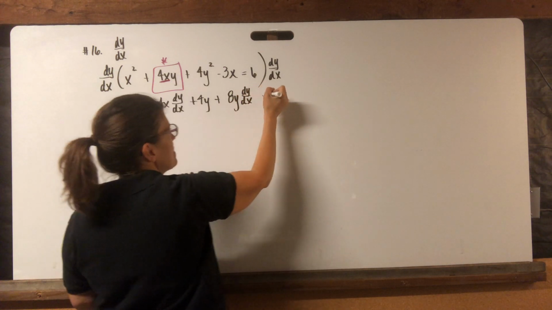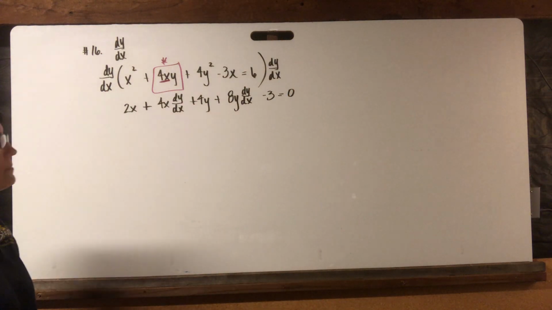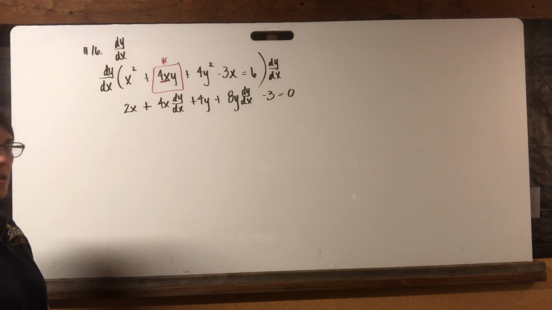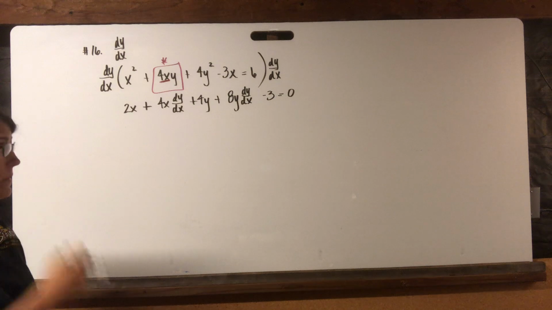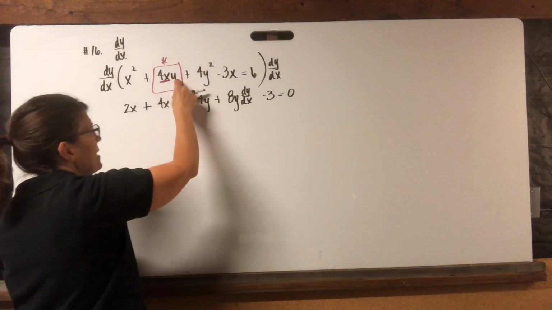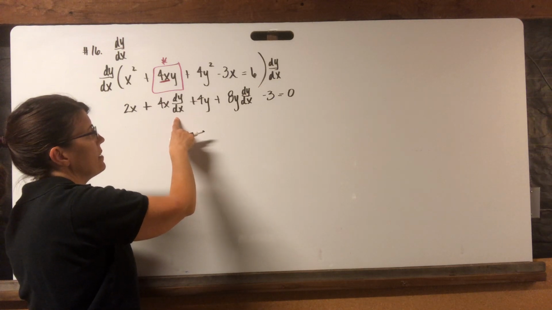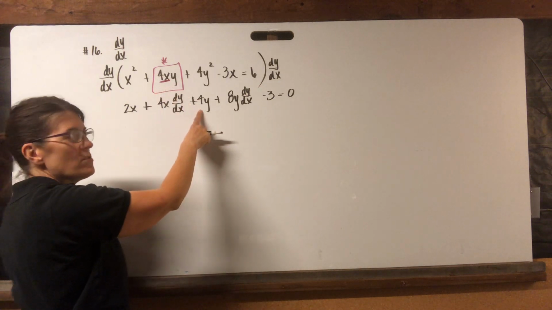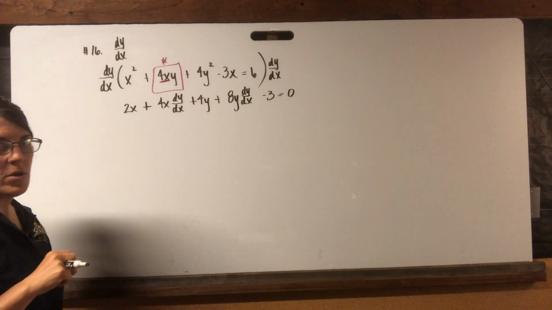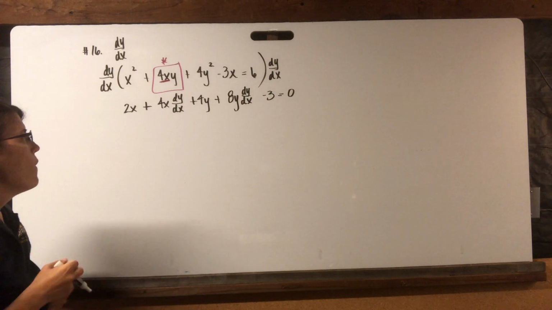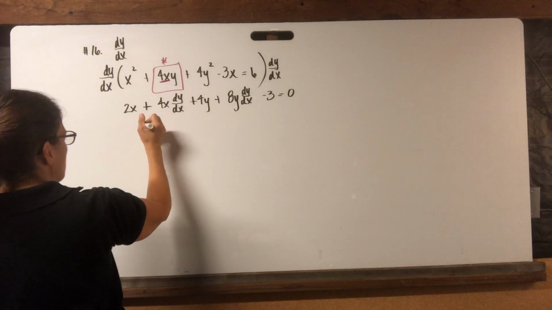dy/dx minus 3 equals 0. Whenever there's a y involved in a term, there's going to be a dy/dx on there somehow. Well, Ms. Babak, there's no dy/dx here. That's because this is a result of the 4xy derivative. Do some work.